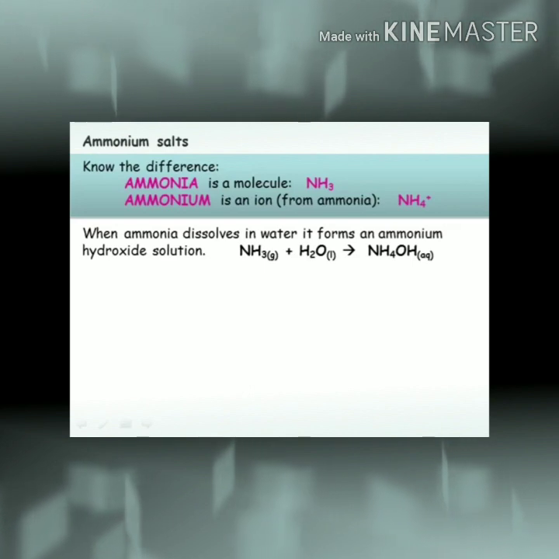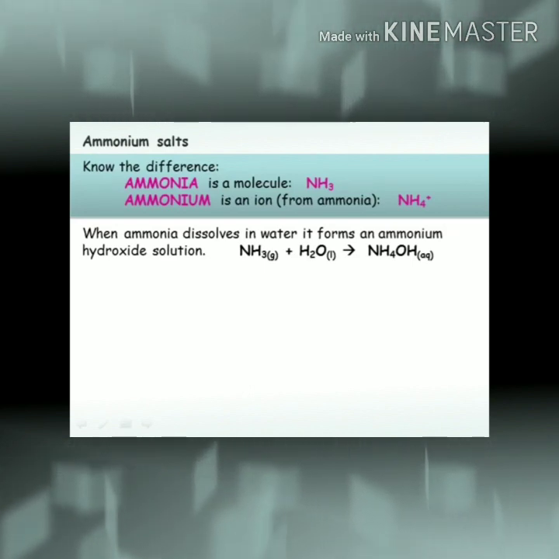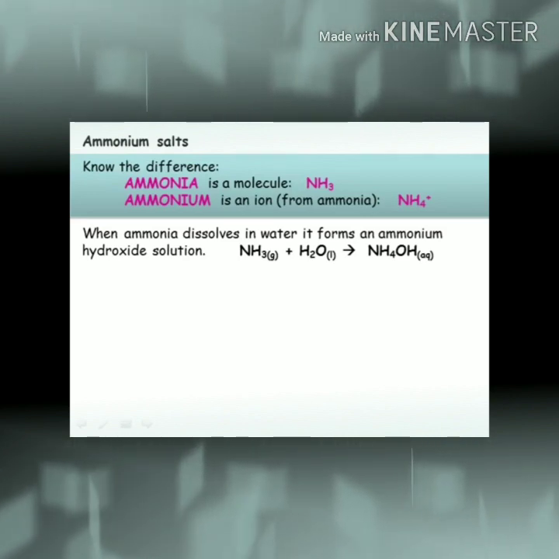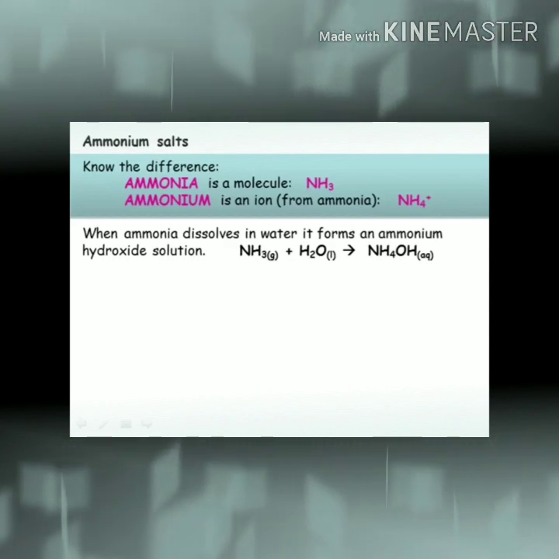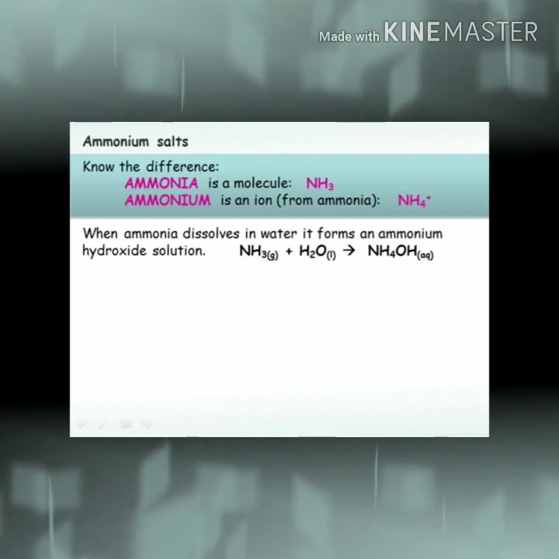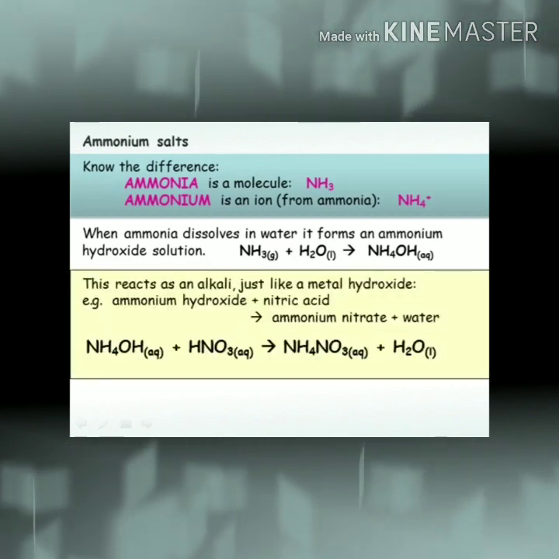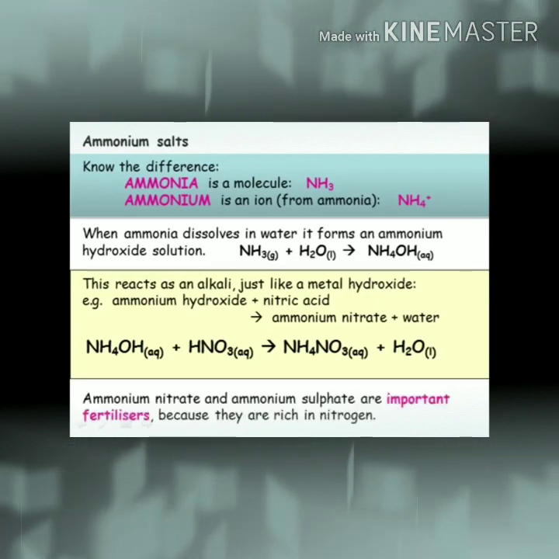Then after that the water will be evaporated. And now come to the ammonium salt. Here, ammonia is a molecule, NH3, and ammonium is an ion formed from ammonia. This is the NH4+ ion. When ammonia dissolves in water it forms an ammonium and hydroxide solution, like ammonia when it reacts with water and gives rise to ammonium hydroxide.